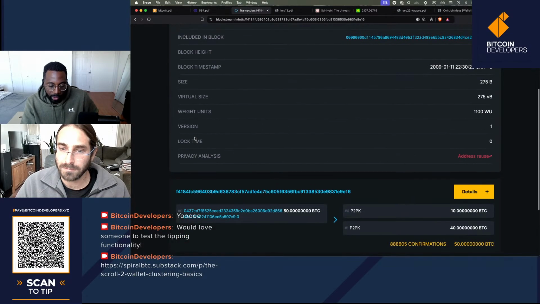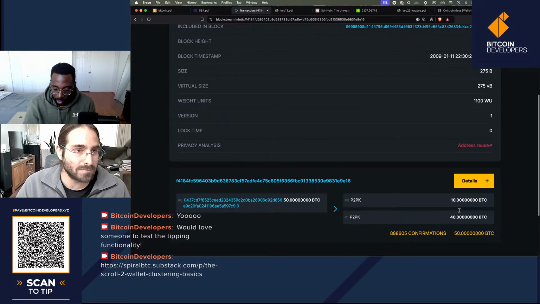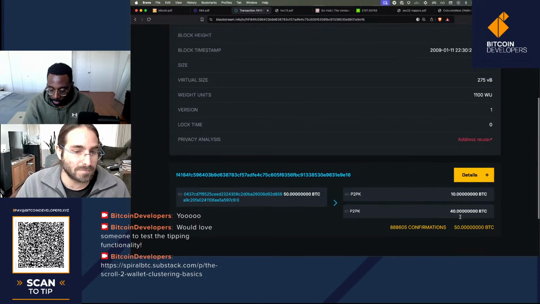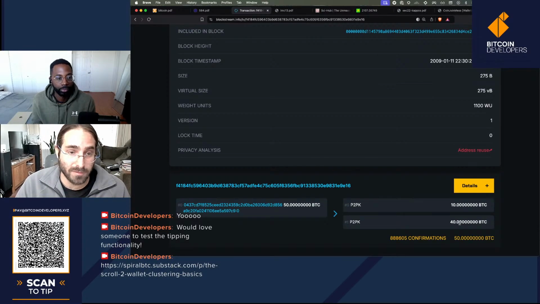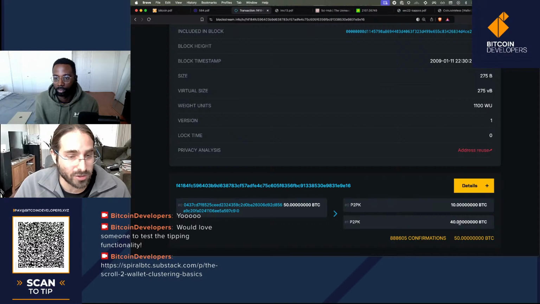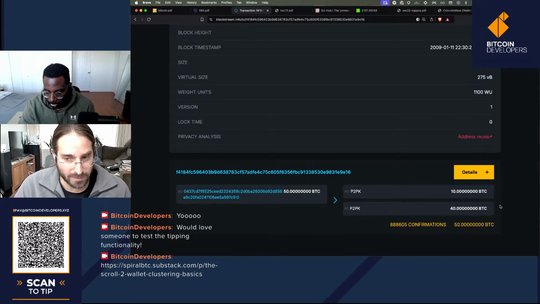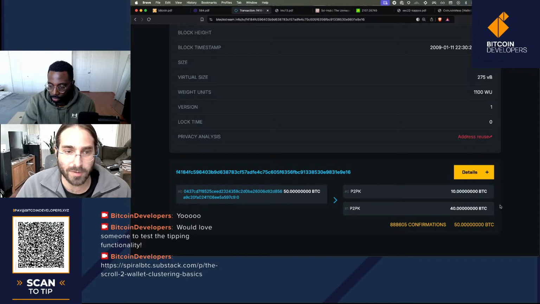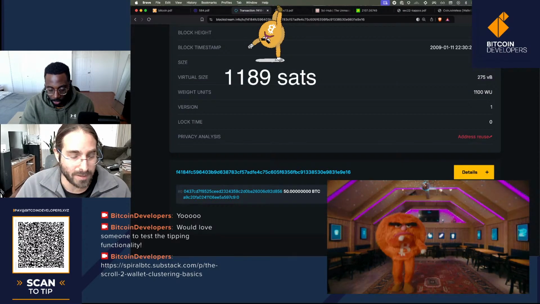But okay, I see what you're saying here. We've got one input of 50 BTC, paying out to one output that is 10 BTC and another output that's 40 BTC. Yes. So this is the first transaction in the blockchain that's not a Coinbase transaction. And Hal Finney described what was going on in the forum.